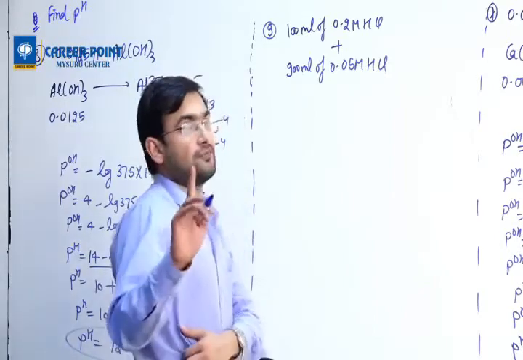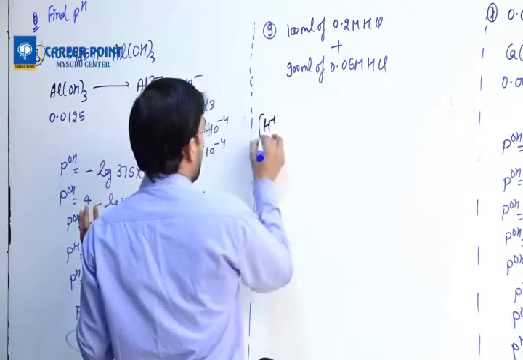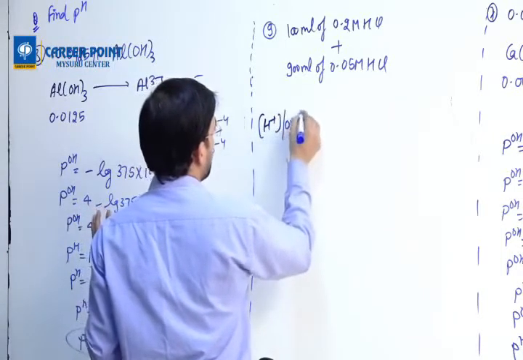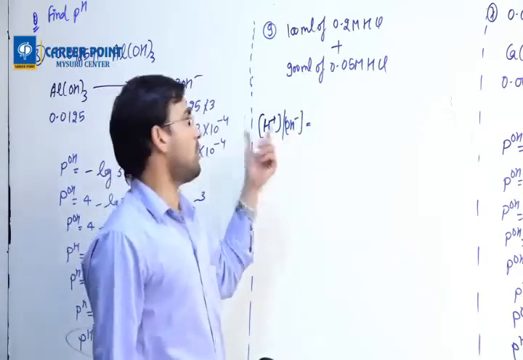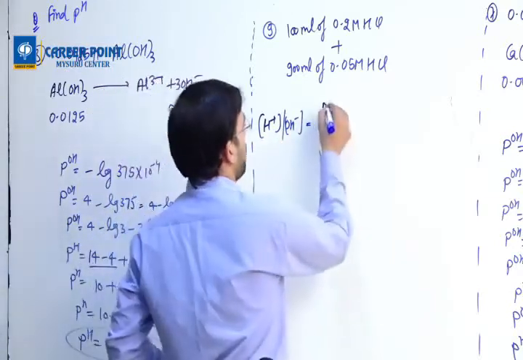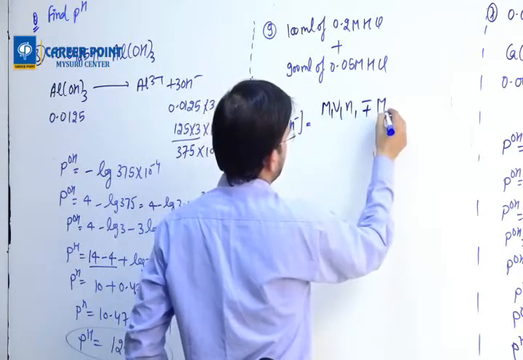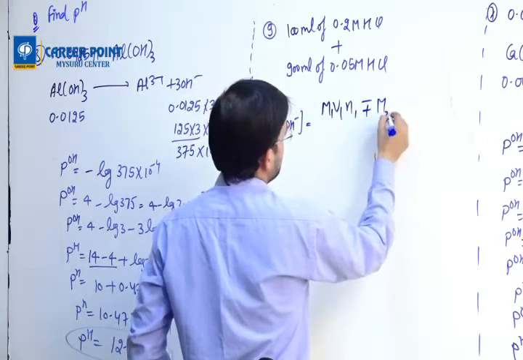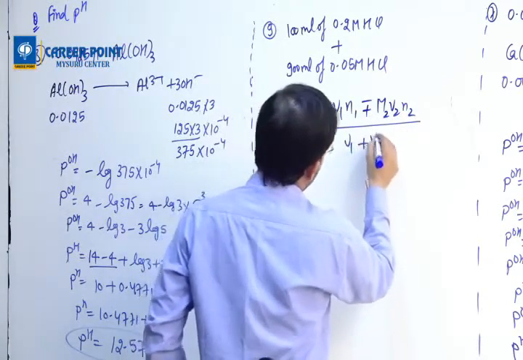So the direct formula you should take care of is: either H+ or OH- concentration equals M1V1N1 plus or minus M2V2N2, divided by V1 plus V2.